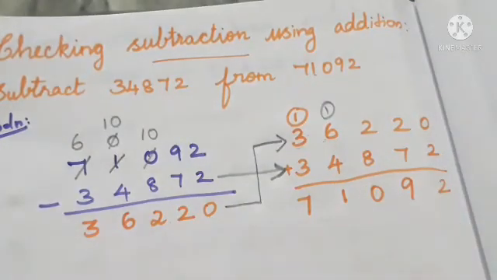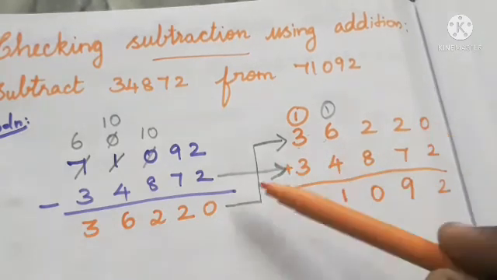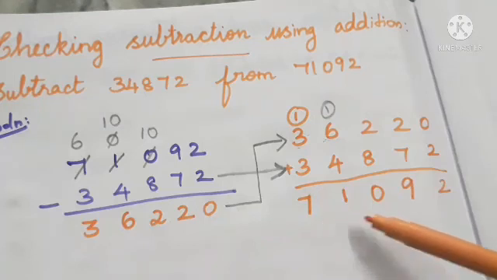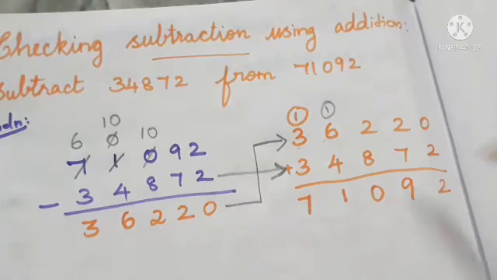So now look here, ma. Here we have the difference, this is the subtrahend, and we got the answer as what? 71,092. That is the minuend, isn't it? That is the minuend, no? So our subtraction is correct.